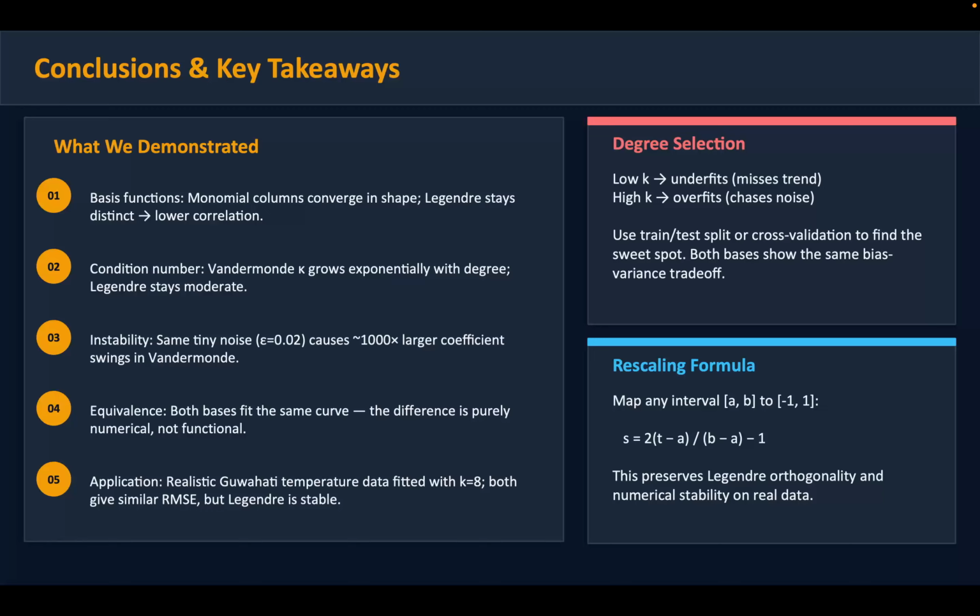If you are fitting polynomials of degree 5 or higher, or working with real data, always use an orthogonal basis like Legendre. It is simply more reliable.